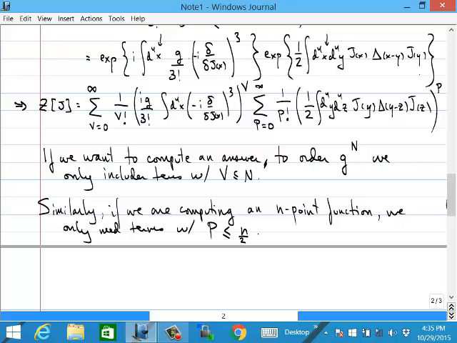And I get, right, because you get 2 powers of j every time you increase p. So for example, if you want to compute a 4-point function, you only need the p equals 0, p equals 1, and p equals 2 terms. And if you only care about that answer to order g to the third, then you only need to keep the terms where v is less than or equal to 3, where v is 0, 1, 2, or 3.